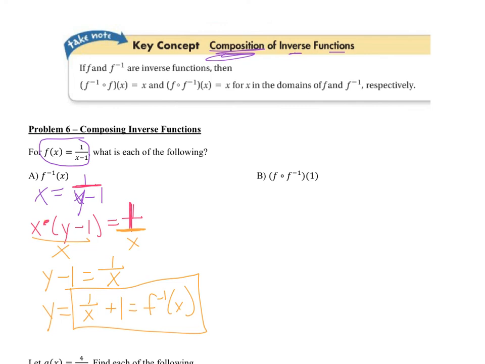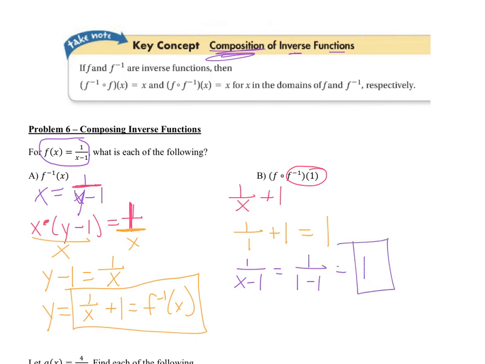Now it's asking, what's the composition of my original function f with my inverse function of f evaluated at positive 1. First I take my inverse function, the 1 over x plus 1, and I put 1 into my equation. So it'd be 1 over 1 plus 1, and I have to put this answer, which is equal to 1, into my function of f. My function of f was 1 over x minus 1, which is equal to 1 over 1 minus 1, which is equal to 1 right there.